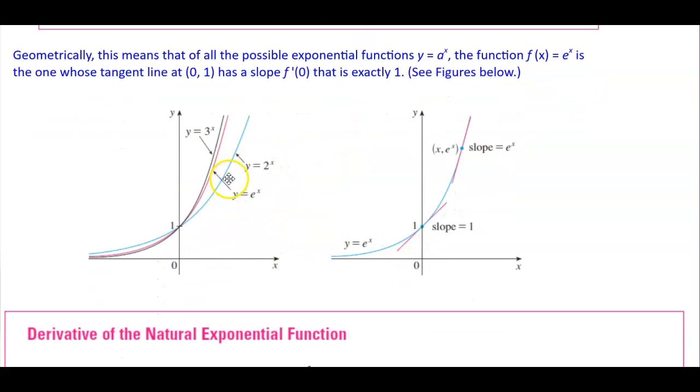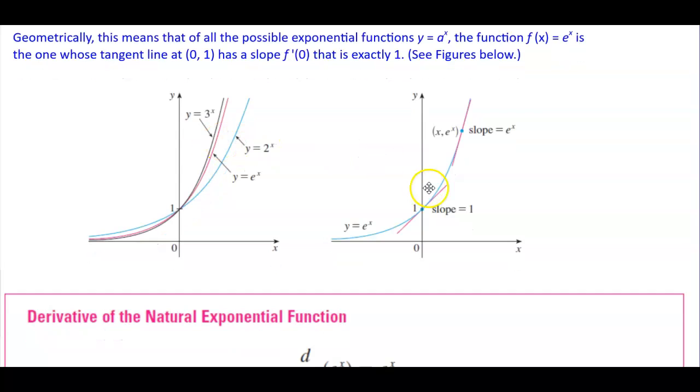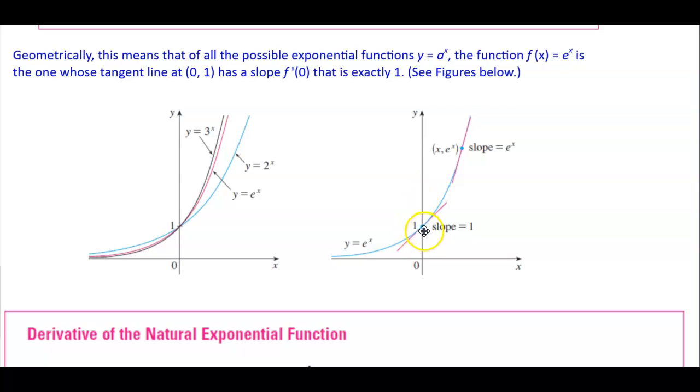So here are our three graphs. We have y is equal to 3 to the x, we have y is equal to 2 to the x, and then we have y is equal to e to the x. So it's in between those two exponential functions. Now, if we take a look at the value at 1, we can see that the slope is 1 for y is equal to e to the x. And then if we pick a point here, which is (x, e to the x), then the slope is equal to e to the x.